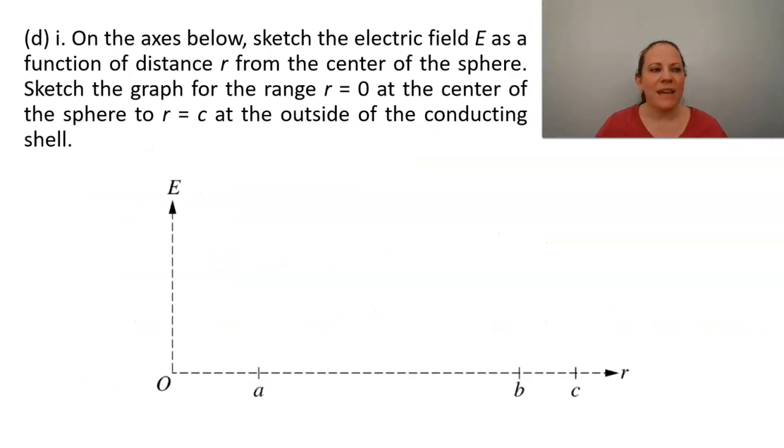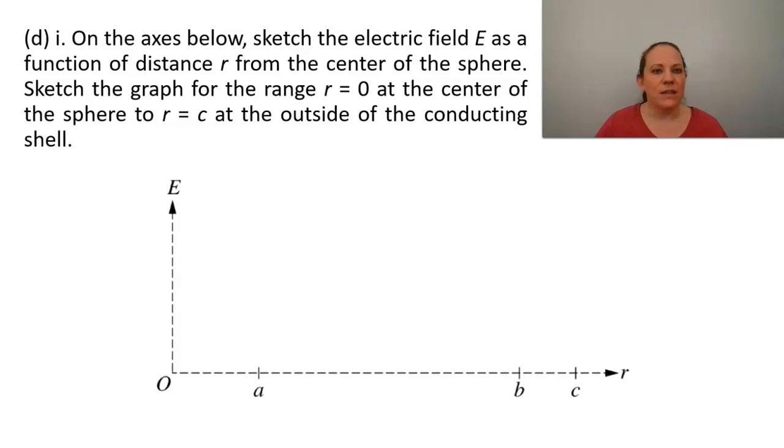Part D, on the axes below, sketch the electric field E as a function of distance r from the center of the sphere. Sketch the graph for the range r equals 0 at the center of the sphere to r equals c at the outside of the conducting shell.